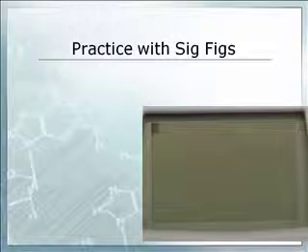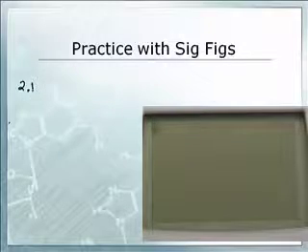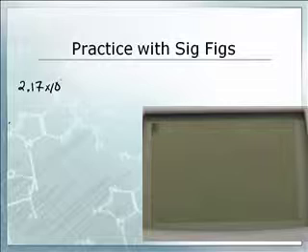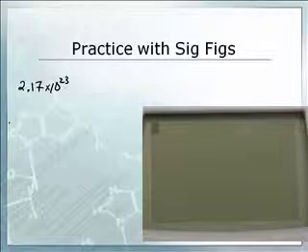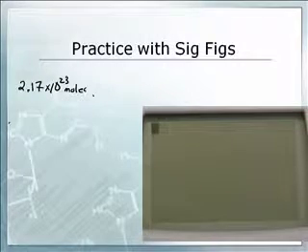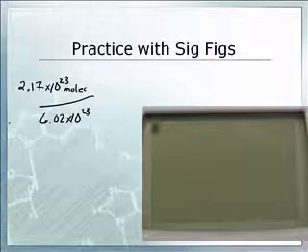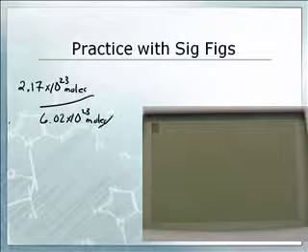How about one with scientific notation? Ooh, sounds fun. How do you count sig figs in scientific notation, Mr. Berkman? Well, I'll show you. Okay. Let's do that. That's important. Let's say that I have 2.17 times 10 to the 23rd molecules. And then I divide that by 6.02 times 10 to the 23rd molecules per mole.